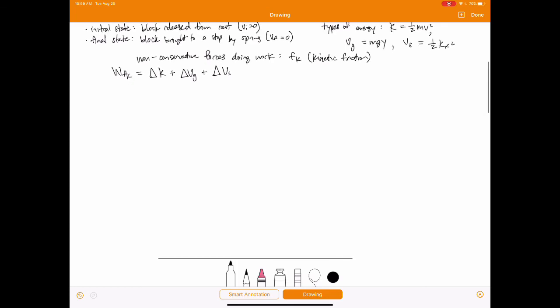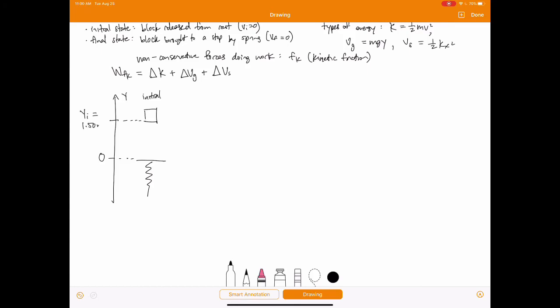And to draw a picture of the motion so we can make sure we are getting the heights correct, let's draw a y-axis. We have the block in the initial state, some distance above the spring. Let's put the 0 point for the y-axis at the position of the spring initially, which means the initial height of the block, y initial, would be 1.5 meters.